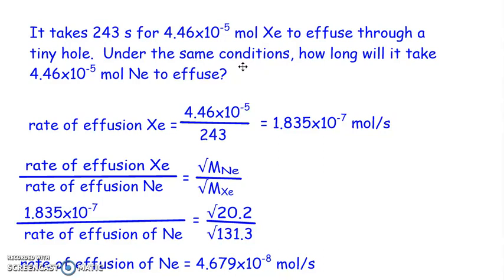Well, we're going to use the rate of effusion of xenon is to the rate of effusion of neon as the square root of the molar mass of neon is to the square root of the molar mass of xenon. But in order to do that, we first need to find the rate of effusion of xenon.